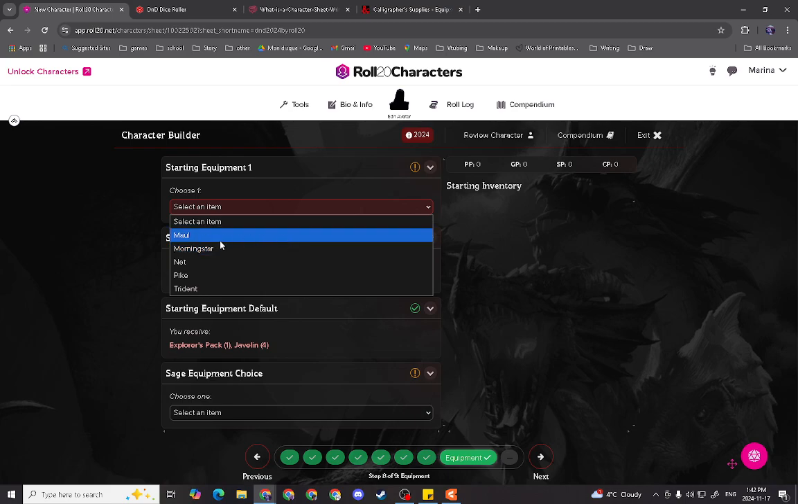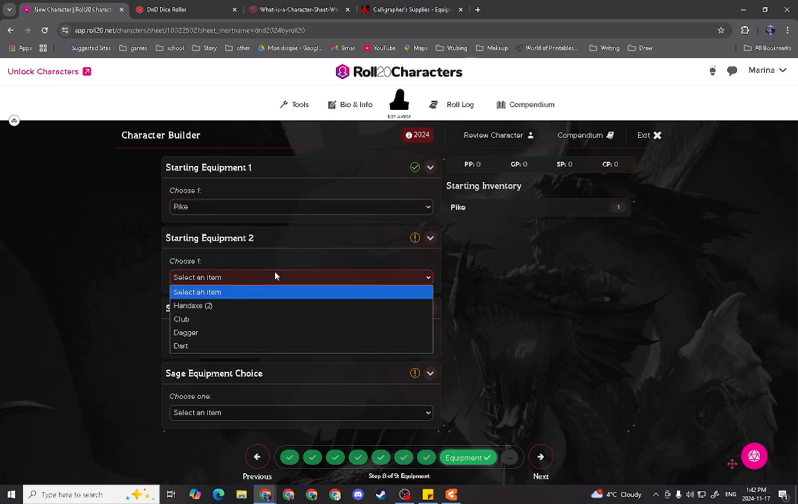Then you get to pick your weapons. So you can pick a maul, a morning star, a net, a pike, or a trident. We can look up some stuff if you need. Yeah, maybe. Because I don't know. Well, a pike is essentially, you know when you go mountain climbing? Those long poles with a pointy end? That's a pike. A trident is a trident. I'm not sure about maul and morning star, though. Let's go with a pike then.